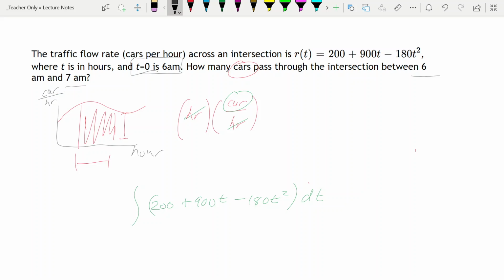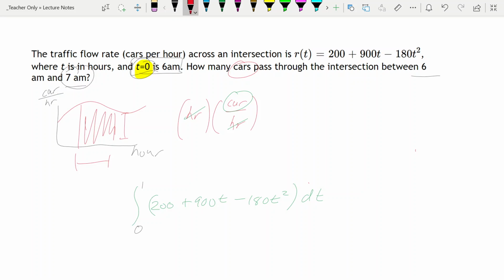Now, what do we integrate from? Well, we're starting at 6 a.m. So if we're starting at 6 a.m., remember, we wouldn't sub in 6 for t, right? We'd be subbing in 0. t equals 0 is 6 a.m. So we're going to sub in 0. That's 6 a.m. And then we want to end at 7 a.m. So what would be the number up here? Well, if 6 a.m. is 0, then 7 a.m. would be 1 hour after 6, so we'll do 0 to 1. And that right there is our setup, right?